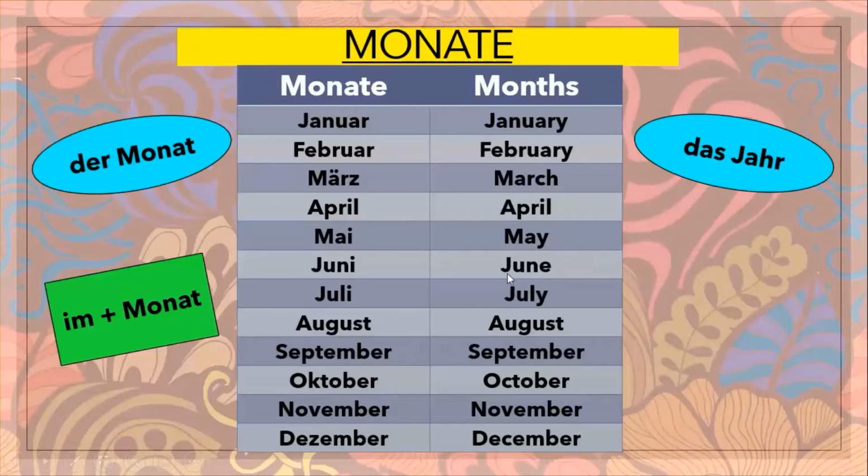June, Juni. July, Juli. August, August. September, September.